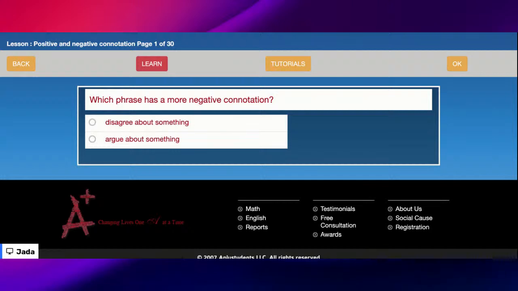So, which phrase has a more negative connotation? Disagree about something or argue about something. You check and then tell me. Guys, what's your answer? Remember, we have to participate, so let's share ideas. What's your answer?